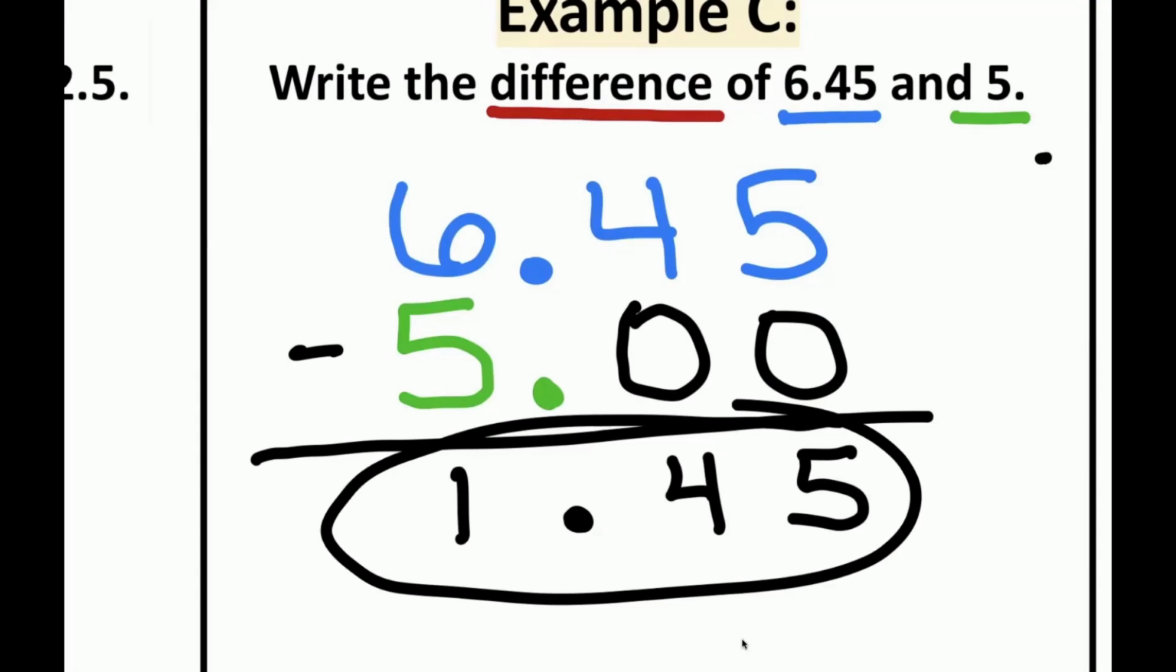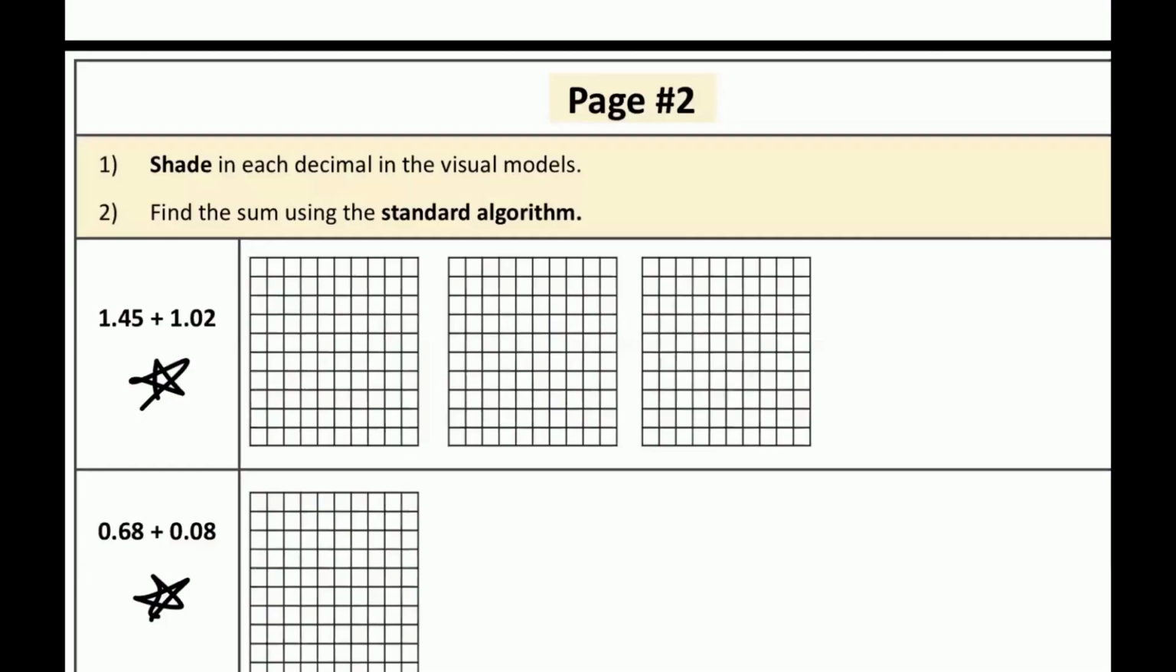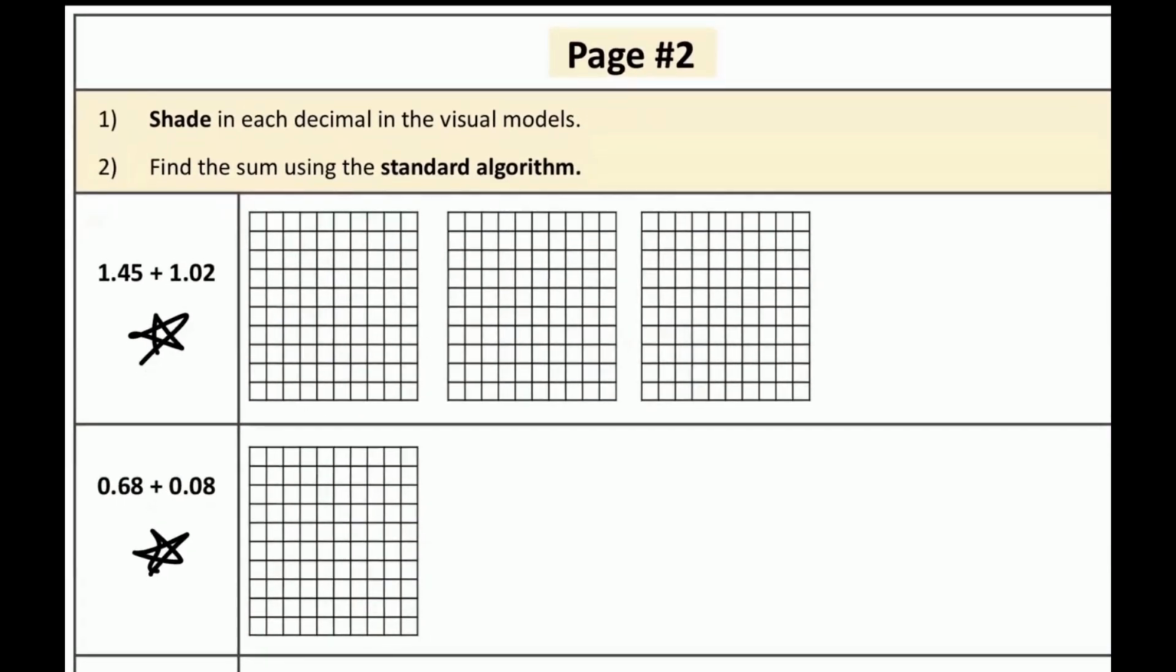But as always, we want to use estimation to check. So I can round 6 and 45 hundredths to 6. 5 is already rounded for us. It's 5. And 6 minus 5 is 1. If I had $1, that is close to $1.45. Sometimes it helps to think about decimals like money. Complete the first 2 problems on page 2, then come back to the video to check your work.